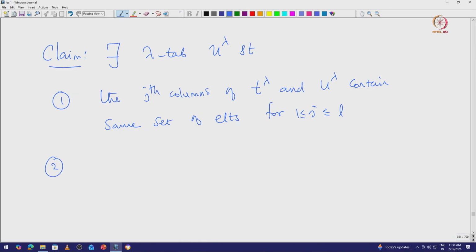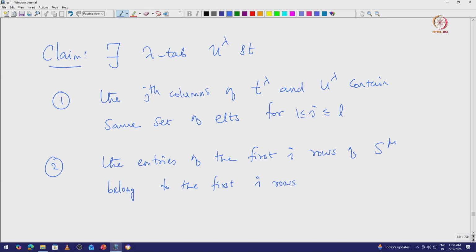The second condition is, if you look at the entries of the first i rows of S mu, they should at least belong to the first i rows of U lambda, and this should be true for all i from 1 to m.